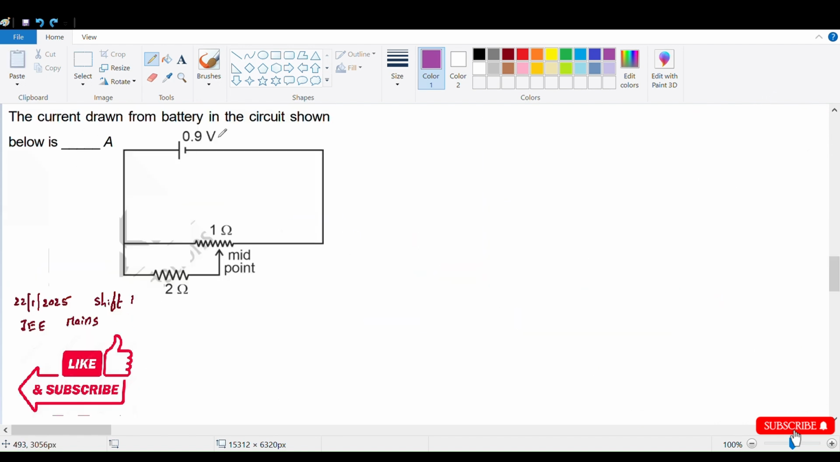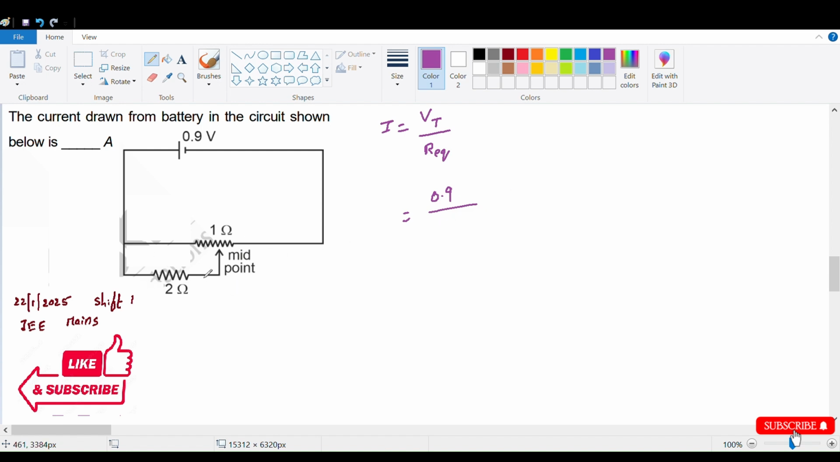Current drawn from the battery in the circuit is simply the current they are asking. I is equal to V, the total voltage, by the equivalent resistance. Voltage is given, 0.9, by the equivalent resistance. If you find the sum, it is completed.